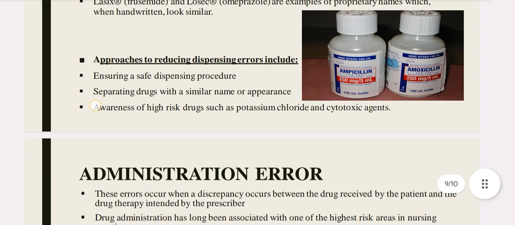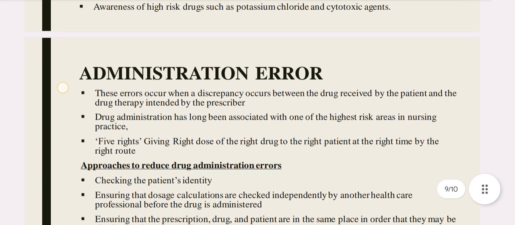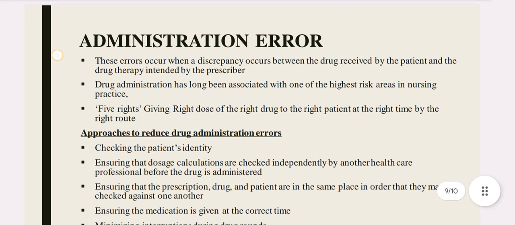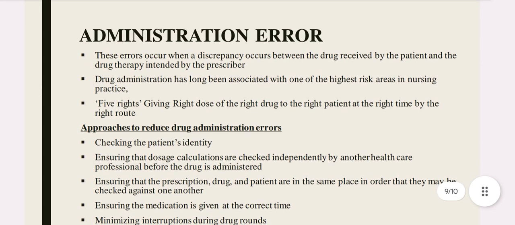At last, we have the administration errors. These are errors that occur during the administration of the medicine to the patient, and such type of errors occur widely in the nursing area. So while administering the drug, we should focus on the five rights, like giving the right dose of the right drug to the right patient at the right time by the right route.